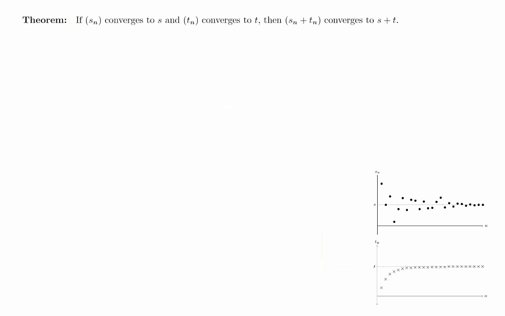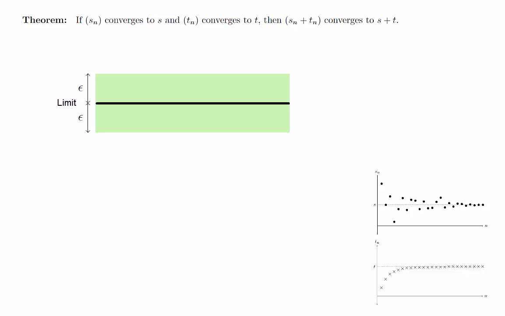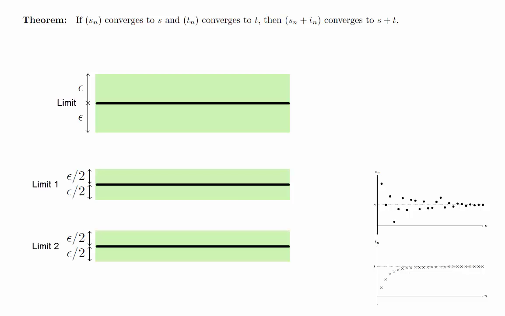Theorem: if S sub n converges to S and T sub n converges to T, then S sub n plus T sub n converges to S plus T. Remember that the value of epsilon is the total distance away from the limit that we can be. The trick will be to break our expression into two pieces and ensure that each piece is no more than half of epsilon away, so that when we combine them together, the total distance is no more than epsilon.